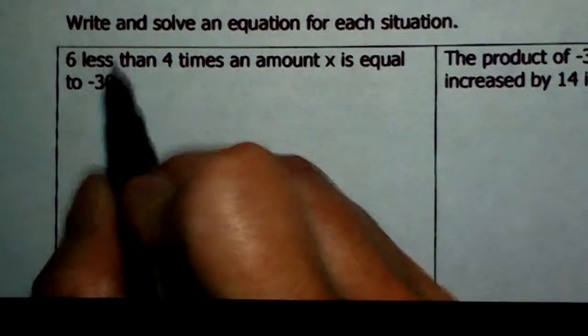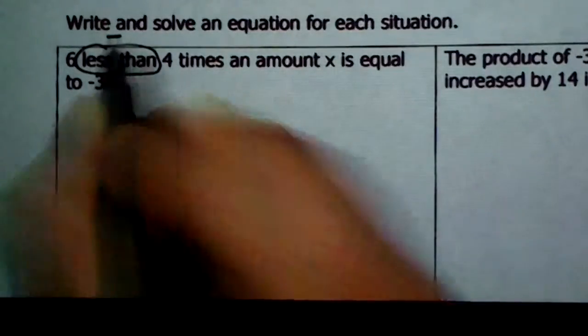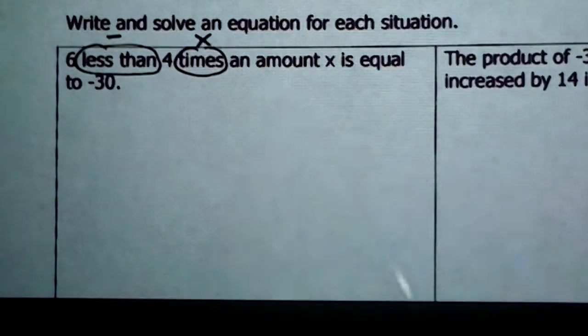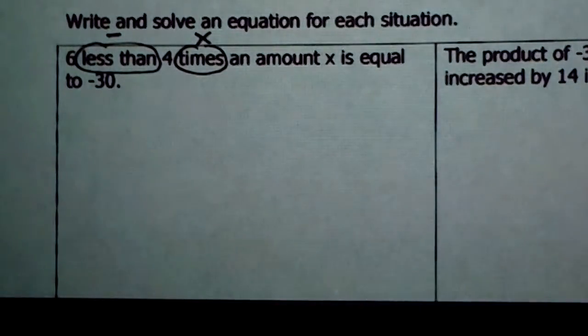So right here, it says 6 less than. Those words, less than, mean subtract. And it says 4 times. That means multiplication. And amount x is equal to negative 30. So I know this is a 2-step equation because of the 2 operations.